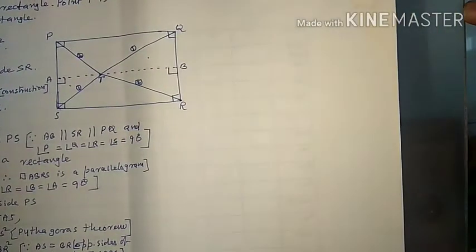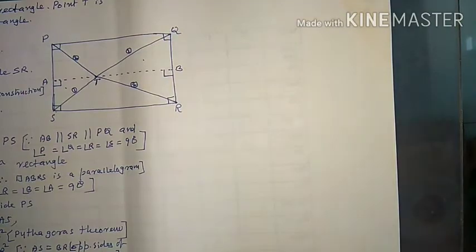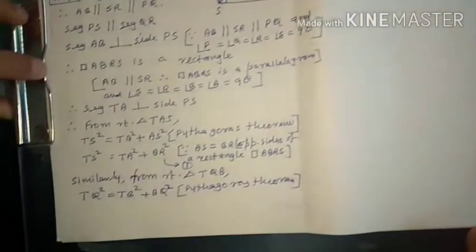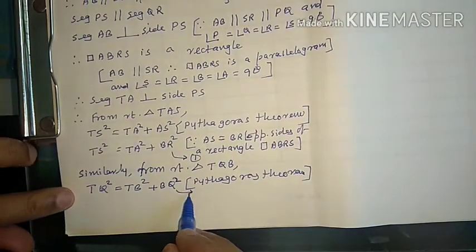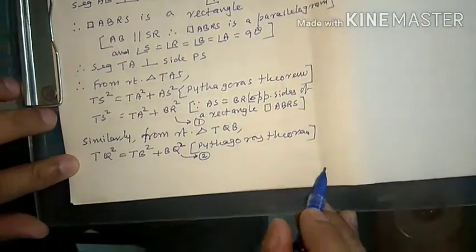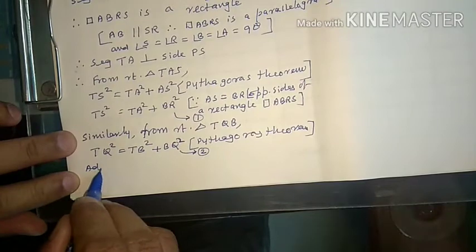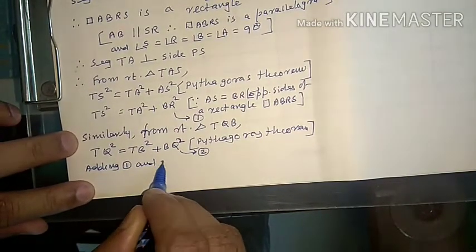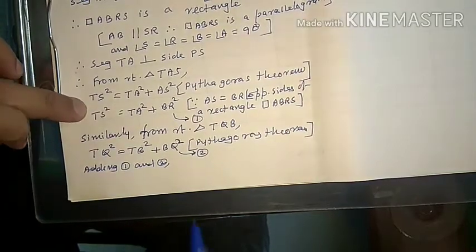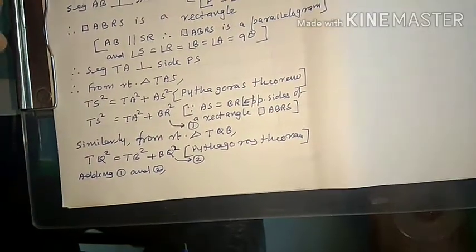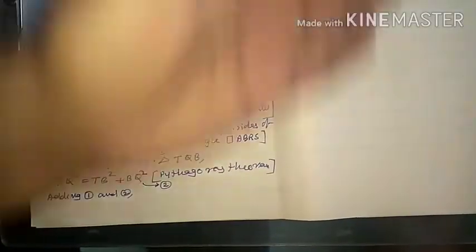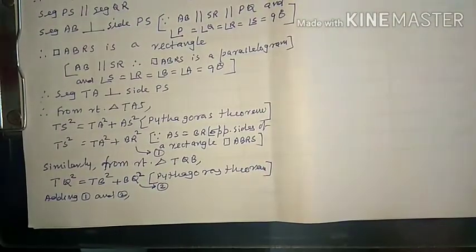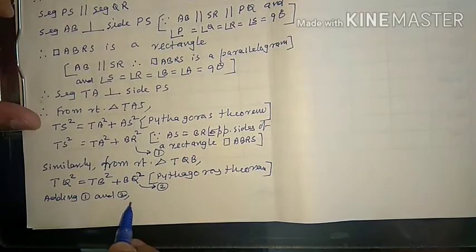Pythagoras theorem. Therefore, we have to add these two. Consider this as equation 2. Now, adding the first and second, what do we get? T square plus TQ square on the left hand side. Half of the work is done, but half of the work is still remaining. So we need a place here. We write here once more, this one, T square.